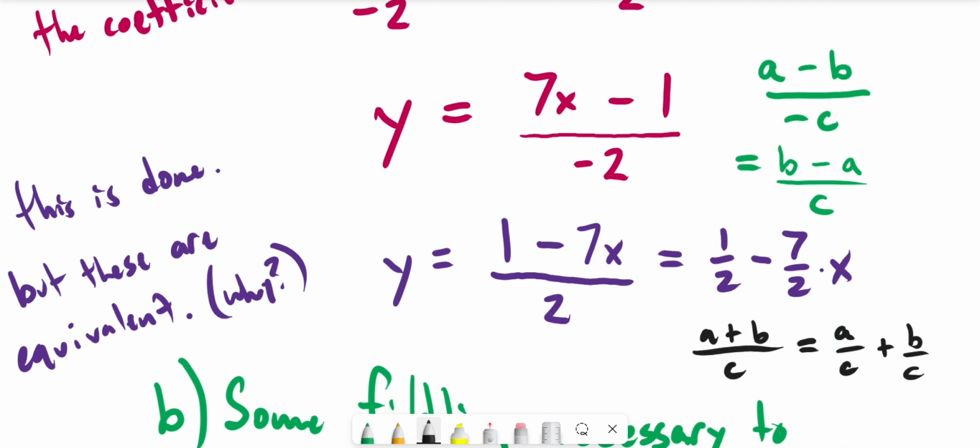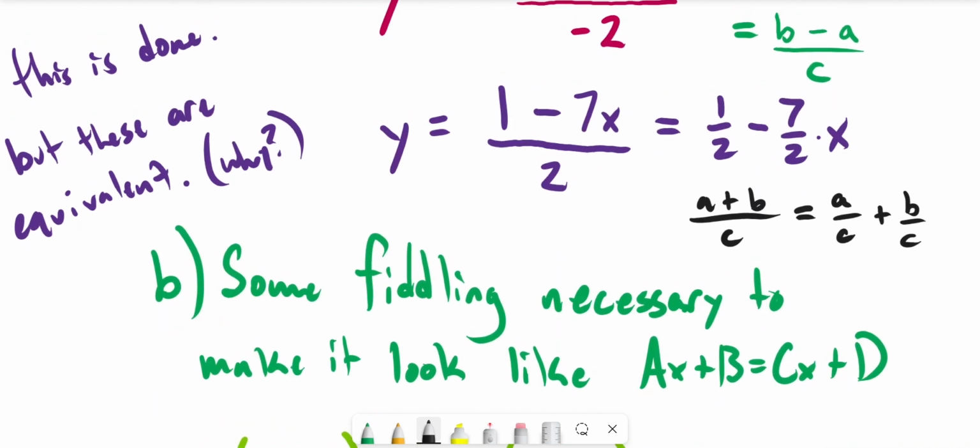Now, there's other linear equations where we have a little bit more fiddling to do if we want to make it look like ax plus b equals cx plus d. Once we have it here, we talked in the last video about where to go, but how do we get here? Sometimes we might have to distribute and use a combination of like terms to make that happen.